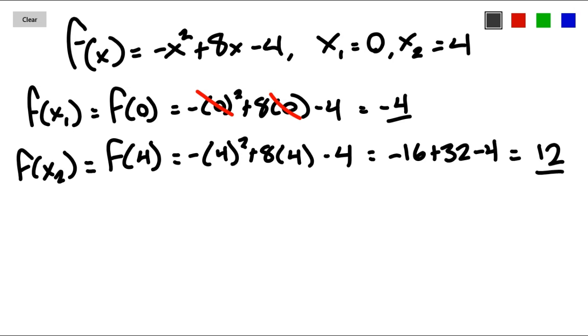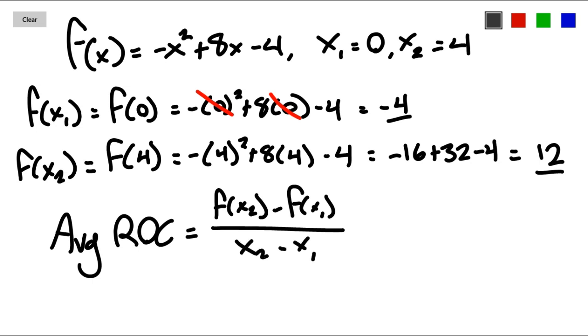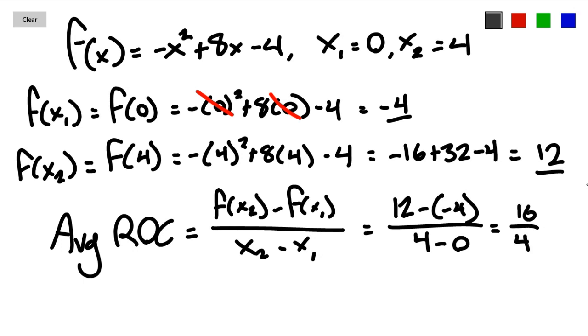So I've got all of the values that I need to apply to the average rate of change formula. Average rate of change is equal to f of x2 minus f of x1 divided by x2 minus x1. When I plug in my values, I have f of x2 is equal to 12, and f of x1 is equal to negative 4. x2 is 4, and x1 is 0. So this is going to give me 16 over 4, which is just equal to 4.